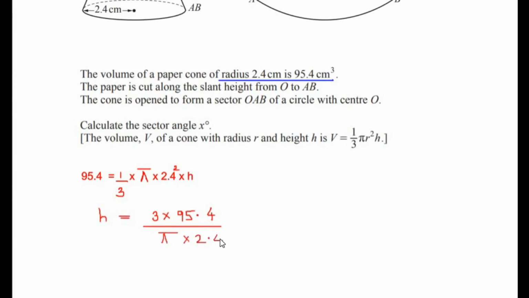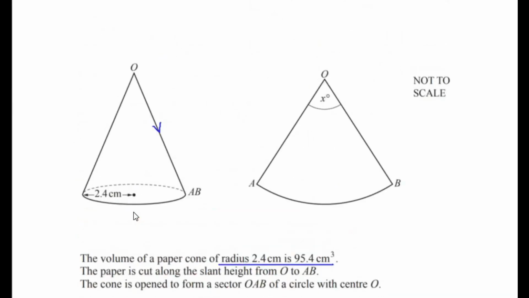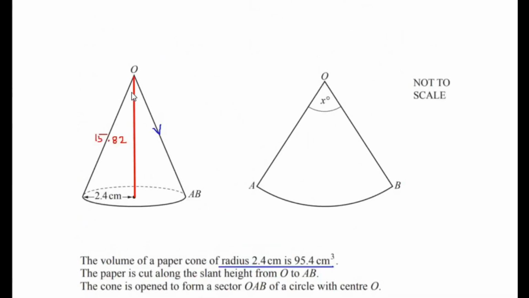So we have rearranged the given formula. So this gives us a value of 15.82 centimeter. So this is the height of the cone. So let us write down the height over here. So it is 15.82 centimeter. And we have the radius as 2.4.